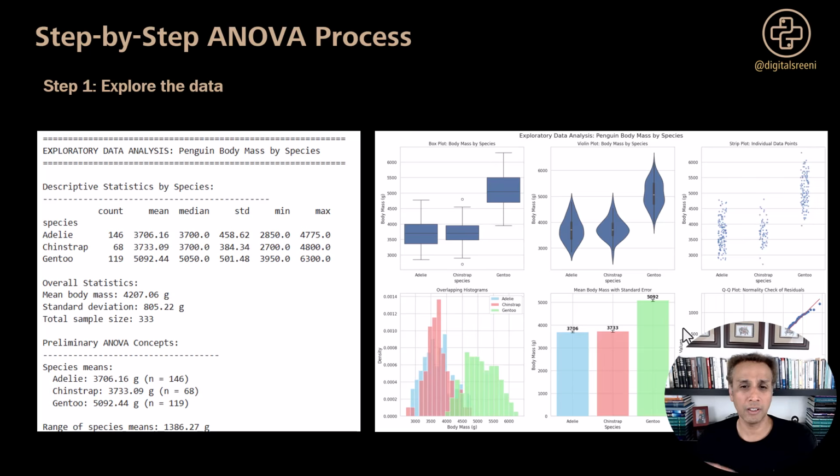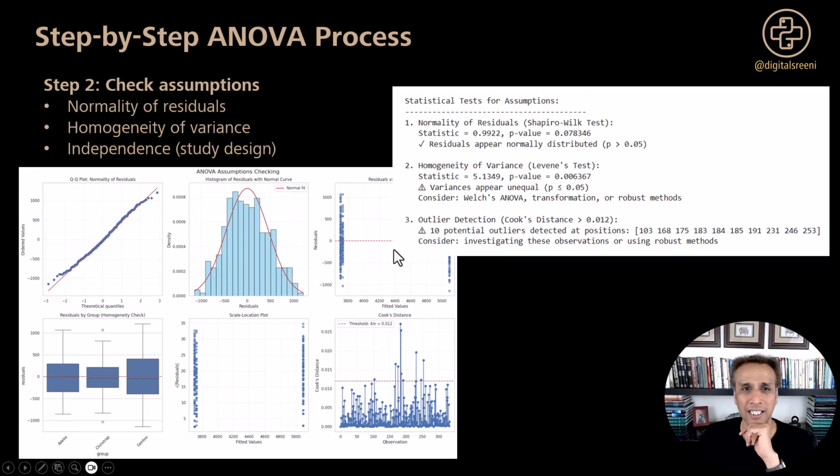Okay, so finally, the step-by-step ANOVA process. All I'm doing here is showing you screenshots of our Colab notebook where we will look at these. There are various plots, as you can see. And here you can see the statistics and ANOVA. Step 2 is check the assumptions. This is very important. Is it normal? Is the variance homogeneous? And also detect the outliers.